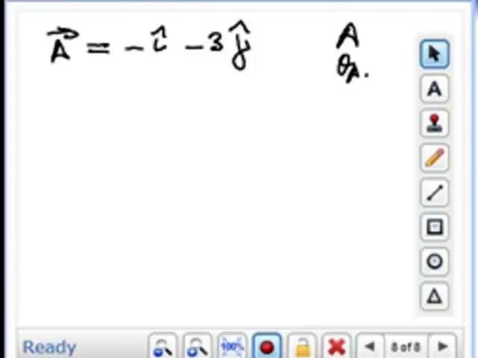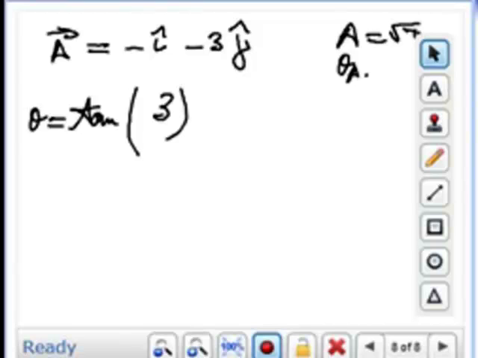You can get the magnitude easily, no problem. It's going to be minus 1 squared plus minus 3 squared, so it's 1 plus 9, that's 10, so the magnitude is square root of 10. For its direction though, you're going to use a calculator, and most likely you're going to do tangent inverse of the y over the x. In this case it is 3. So right away we lose the information about the negative signs.